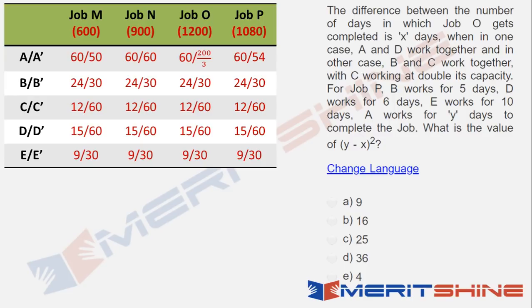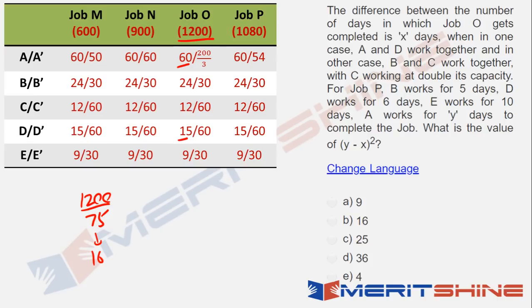The difference between the number of days in which job O gets completed is X days, when in one case A and D work together. So A and D would be 60 plus 15, so that's 75 units per day. So number of days would be 1200 divided by 75. So 1200 divided by 75 is basically 16, right?